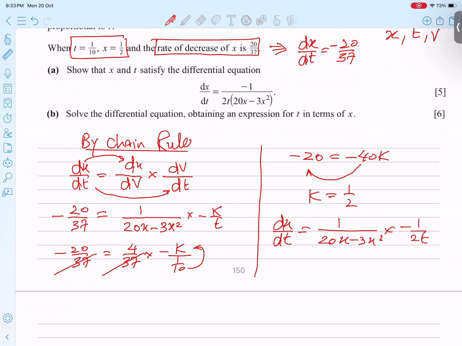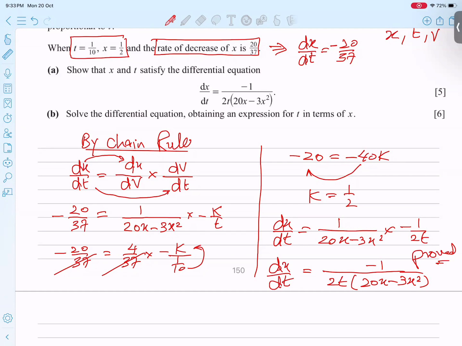And the negative will stay as it matches. So negative in the middle, and 1 over 2t in the bracket 20x minus 3x to power 2, and on the top I got minus 1. So alhamdulillah, proved. So this part is proved. Okay, now the first part is done.